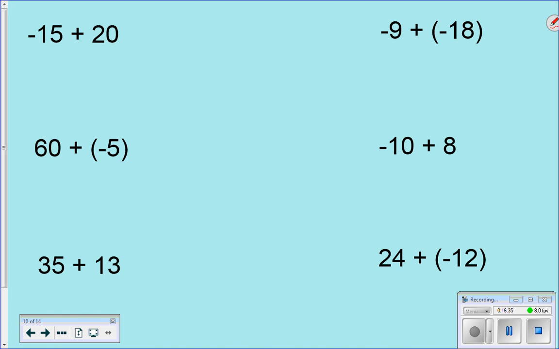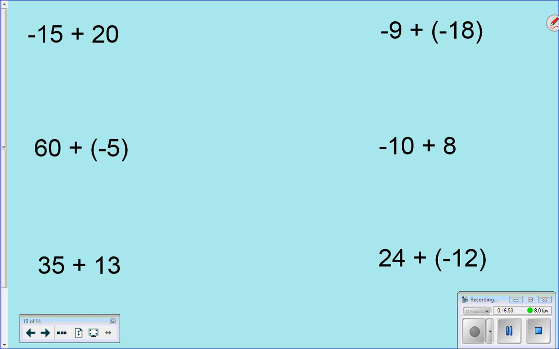55. This next one should be easy. This is just like what you've been doing your whole life. 35 plus 13. What do you got, Olivia? 48. Negative 9 plus negative 18. Kaylee? Negative 27.